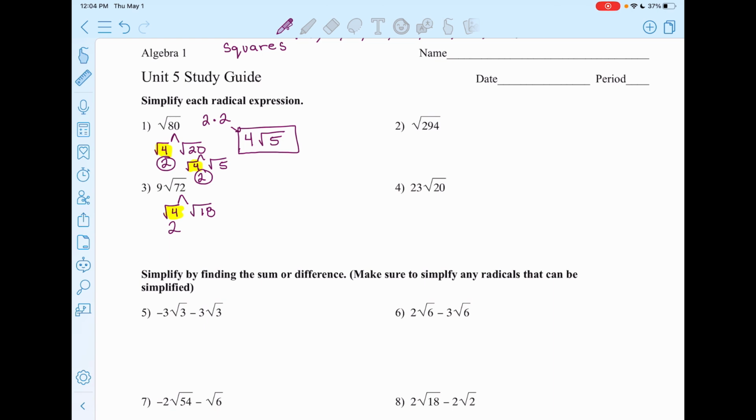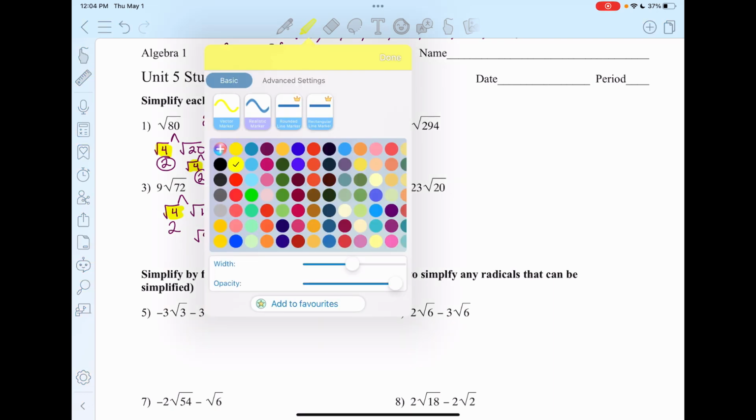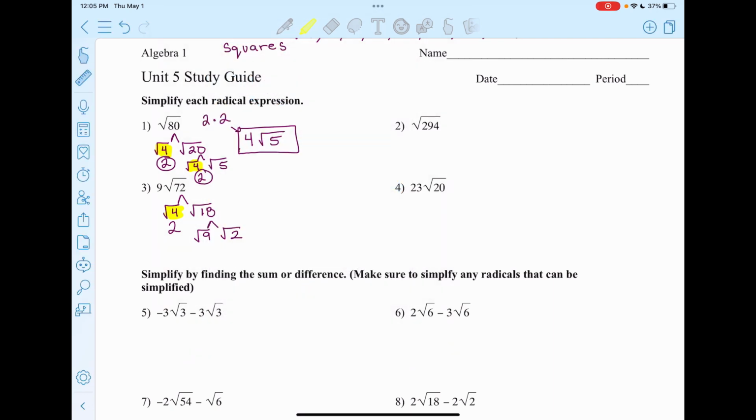And then I check if 18 can be divided by any perfect squares. So I'll try 18 divided by 4, and I get a decimal. I'll then try 18 divided by 9, and I get 2. 9 is my perfect square. The square root of 9 is 3. And 2 cannot be simplified any further.